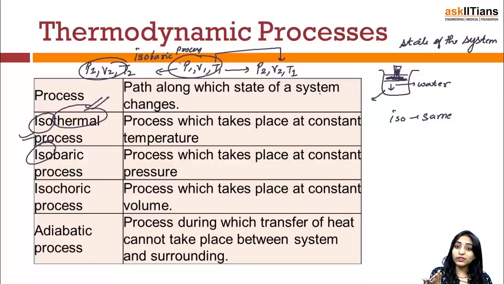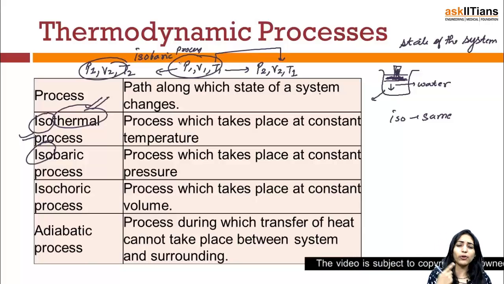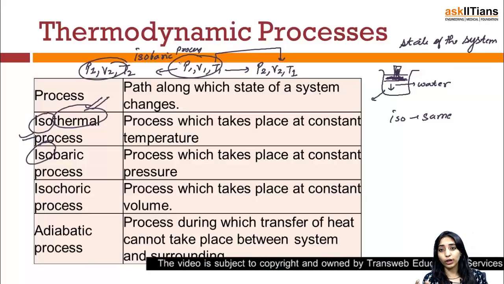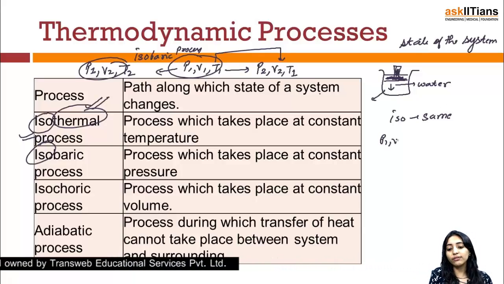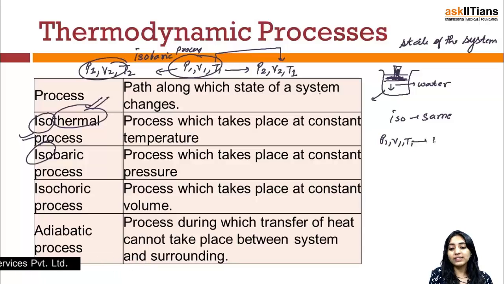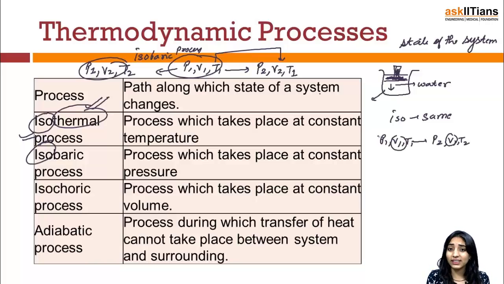Now let me move ahead to the isochoric process. Iso means again the same, and choric means that constant volume is to be maintained. So suppose you are going from P1, V1, T1 to, let's say, P2, V1, T2, where the volume of the system has been kept constant. That kind of process is known as an isochoric process.